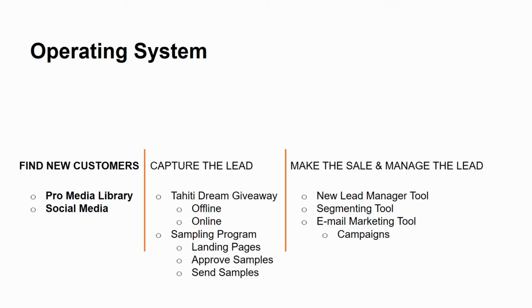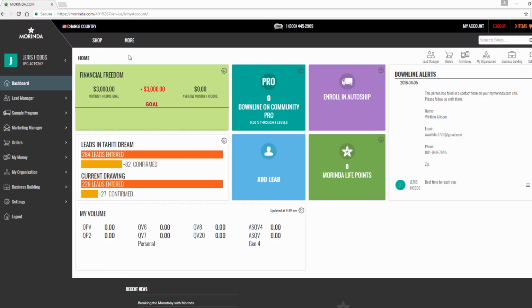So I'm going to start out by showing you the tools and features that Morinda Office Pro offers to help you find new customers. And that's the Office Pro Media Library and the social media tool. Now, to access the Morinda Pro Media Library, you need to go to your back office and down to the Business Building tab.